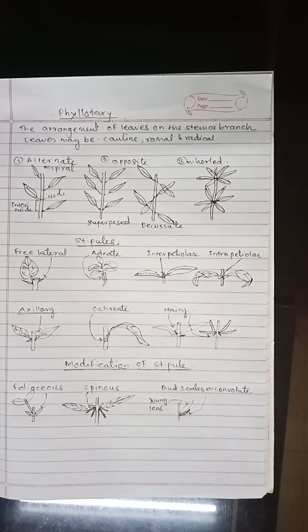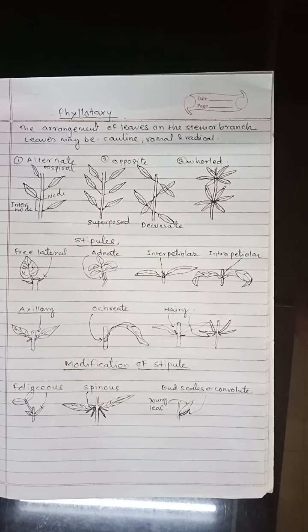phyllotaxy. First one, alternate or spiral phyllotaxy. When only one leaf is found at each node, the leaves present at successive nodes alternate with each other. The arrangement is said to be alternate or spiral. The leaves are commonly arranged spirally around the stem. Each spiral is called the genetic spiral.